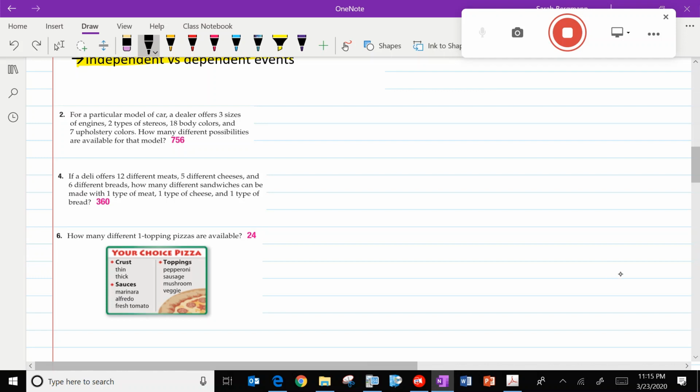So for the first one, number 2, for a particular model of car, a dealer offers 3 sizes of engines, 2 types of stereos, 18 body colors, and 7 upholstery colors. How many different possibilities are available for that model? So what I like to do is set out a line. So for each event, so event 1, they need to choose the size of engine.